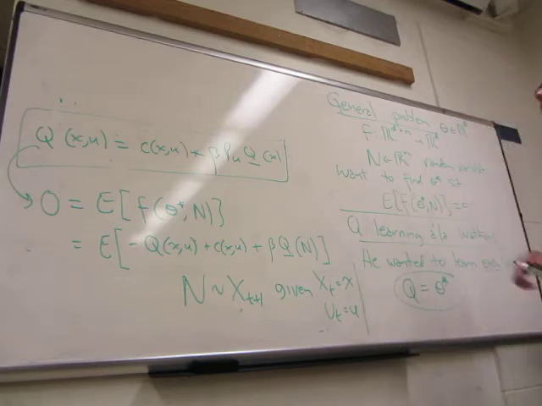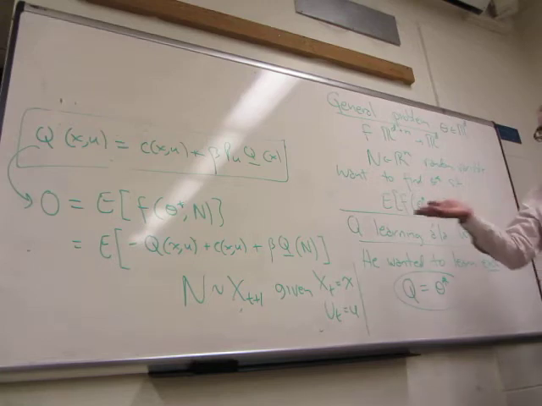Okay, so in Q-learning, it's even easier. I mean, it's just immediate. If I wanted to try to minimize that expectation, I take gradients, I'll get that. It's a condition for optimality.